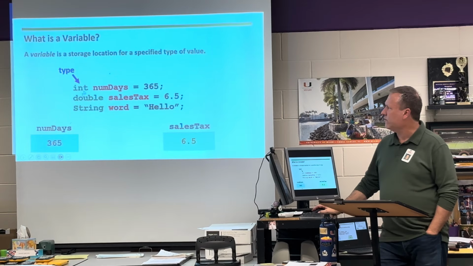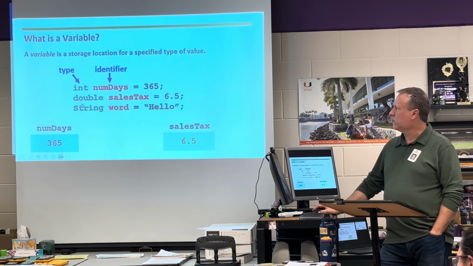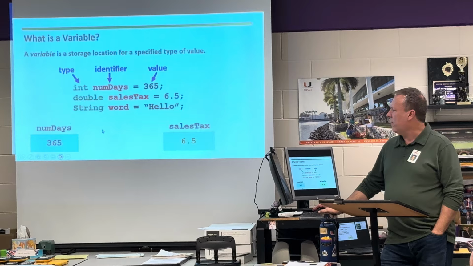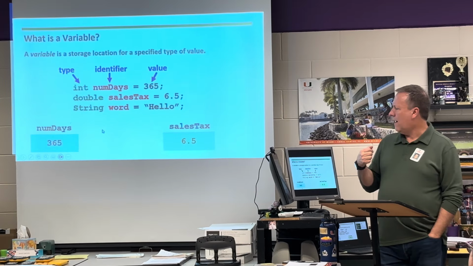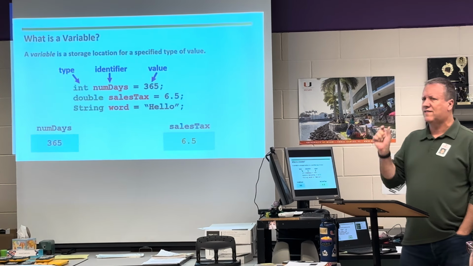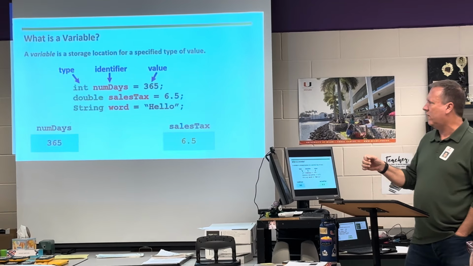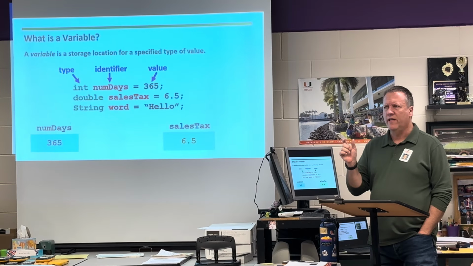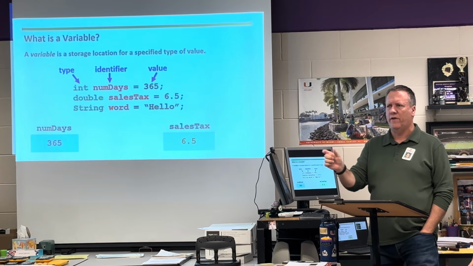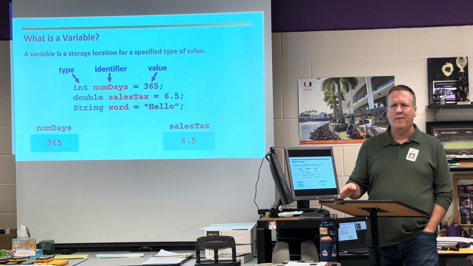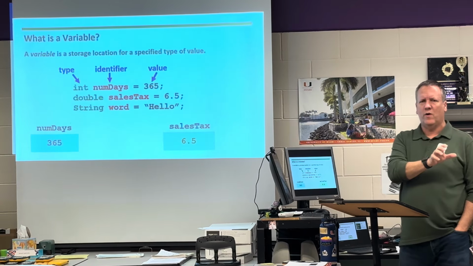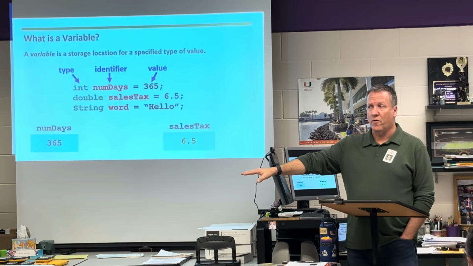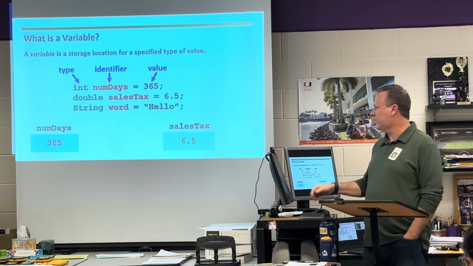So that's our type, integer, double, or string. That's our identifier, the name of our variable, and that's our value that we're putting in there. And that equal sign we use to assign a value. We'll talk about that coming up. In math, an equal sign denotes equality, something on both sides. Not what it means in Java. In Java, it says take whatever's on the right-hand side and put it into the variable on the left-hand side. It's an assignment statement. We'll see that coming up.